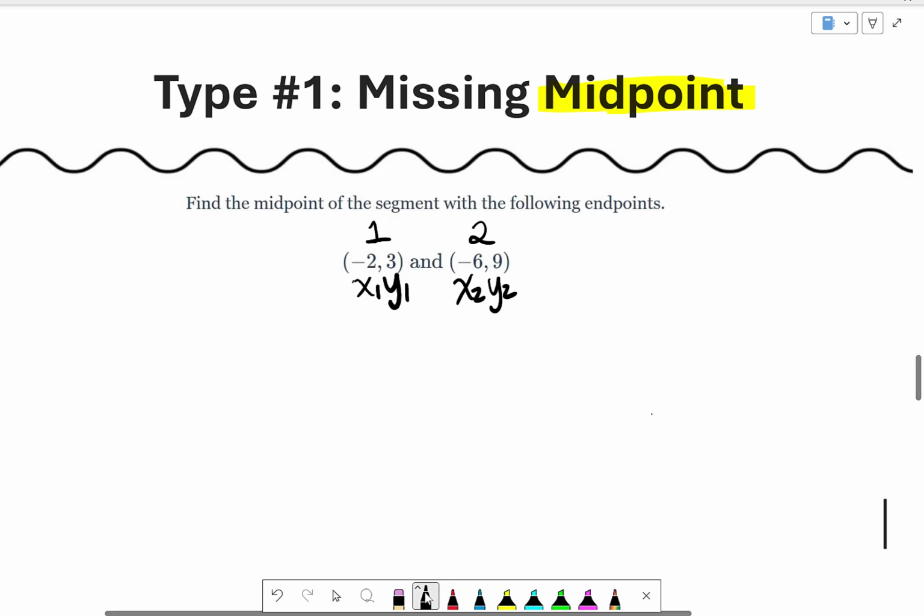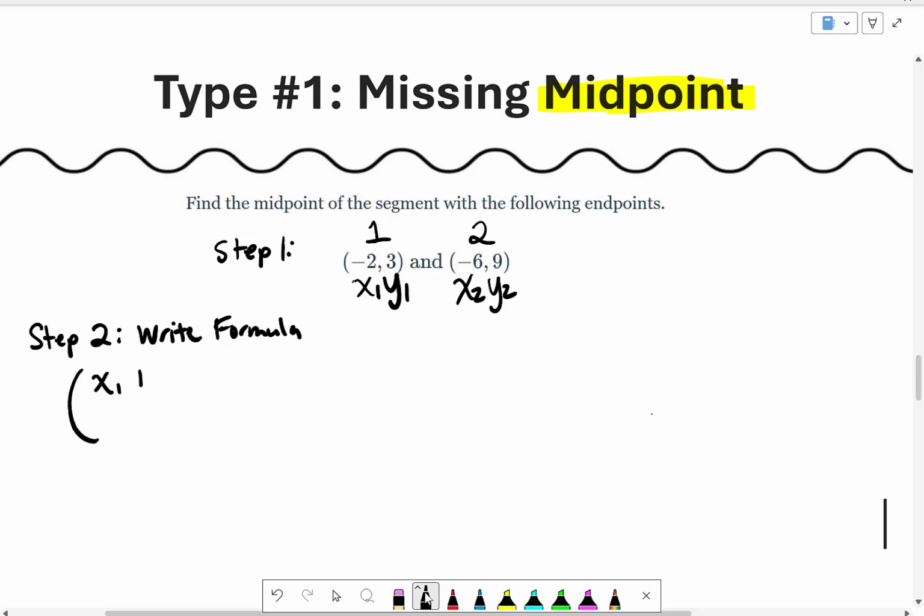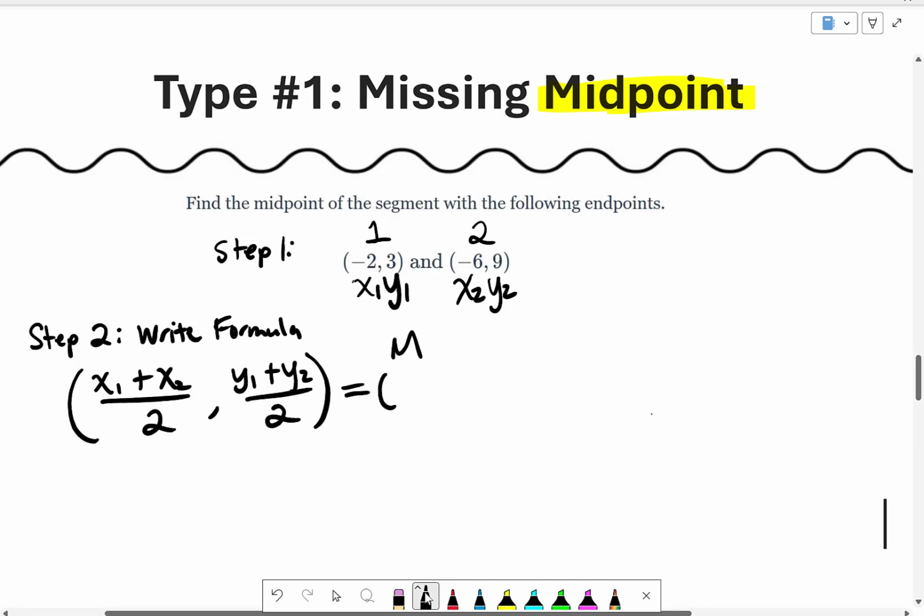So that's step 1. Step 2 is write the formula. So the midpoint formula is x1 plus x2 over 2, y1 plus y2 over 2, and that equals the midpoint, which is x3, y3.